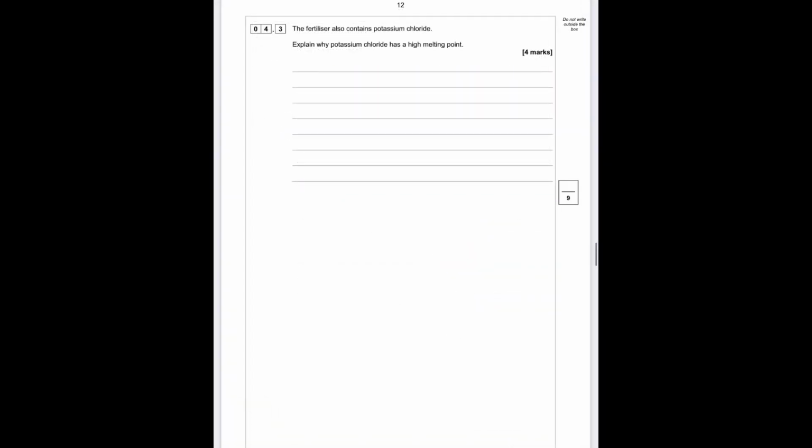In the next part of the question, we're told the fertilizer also contains potassium chloride. Explain why potassium chloride has a high melting point, and there's 4 marks for this question. So first of all, because we have a metal bonded to a non-metal, it's important that we realise that the structure here is going to be a giant ionic lattice. So we're going to have lots of strong electrostatic forces between oppositely charged ions, which therefore means lots of energy is needed to overcome this.